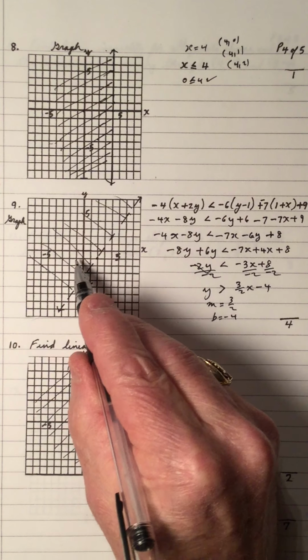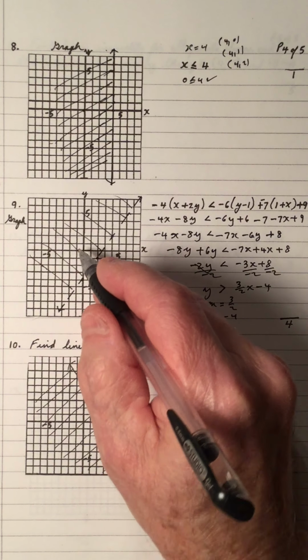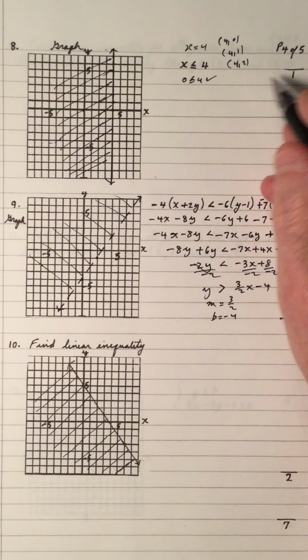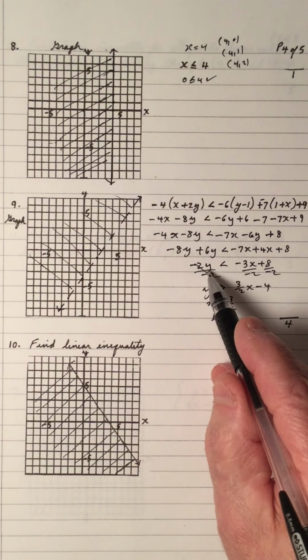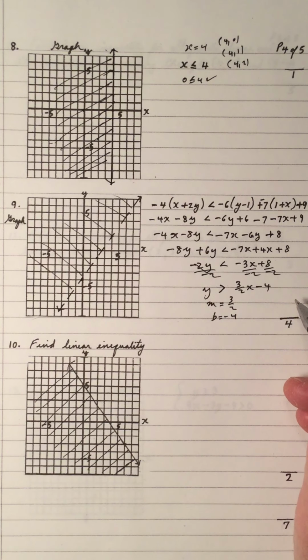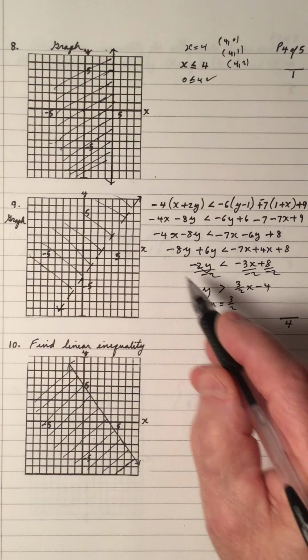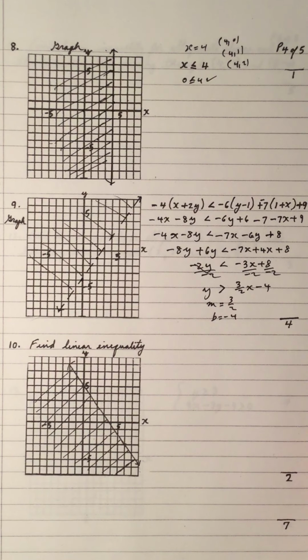And again, check. Take 0, 0 and plug it in, and if it makes it true, then you're shaded in the right area. And if you got that one right, you get 1 mark. Now here, if you solved and got the equation, you get 2 marks. If you did the graph correctly, you get a mark, and if you shade it in correctly, you get another mark. So 4 marks altogether.